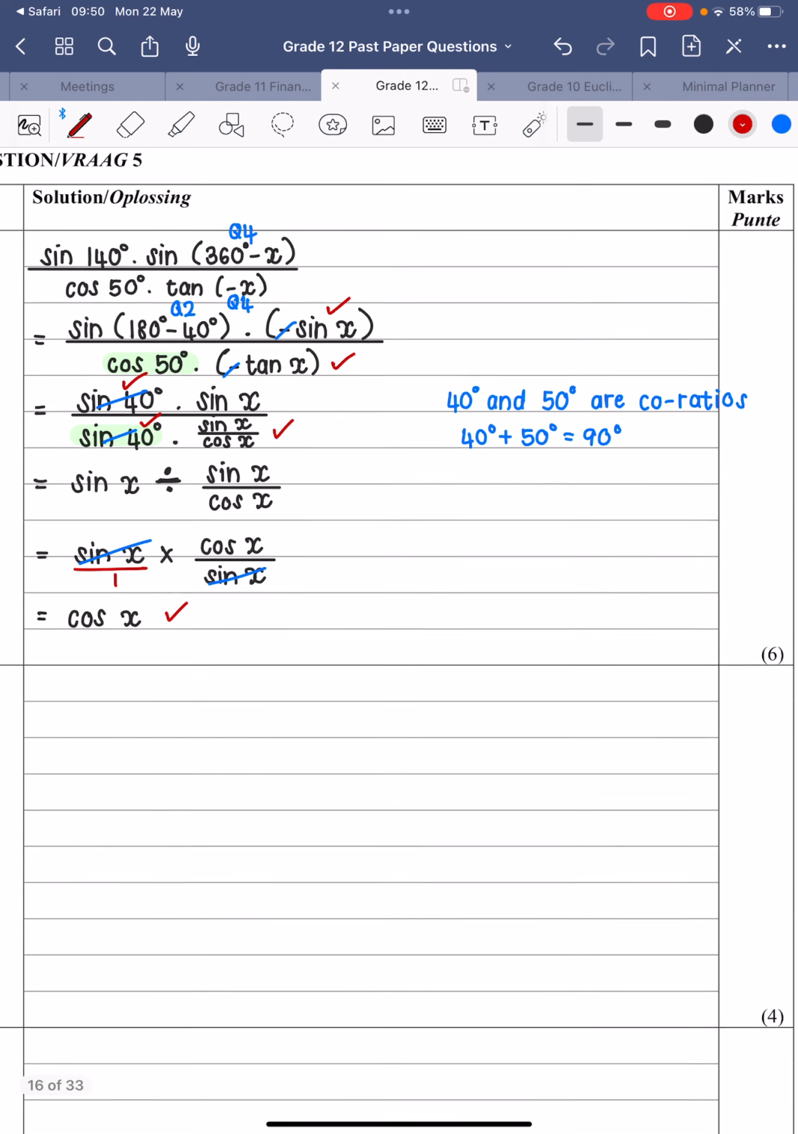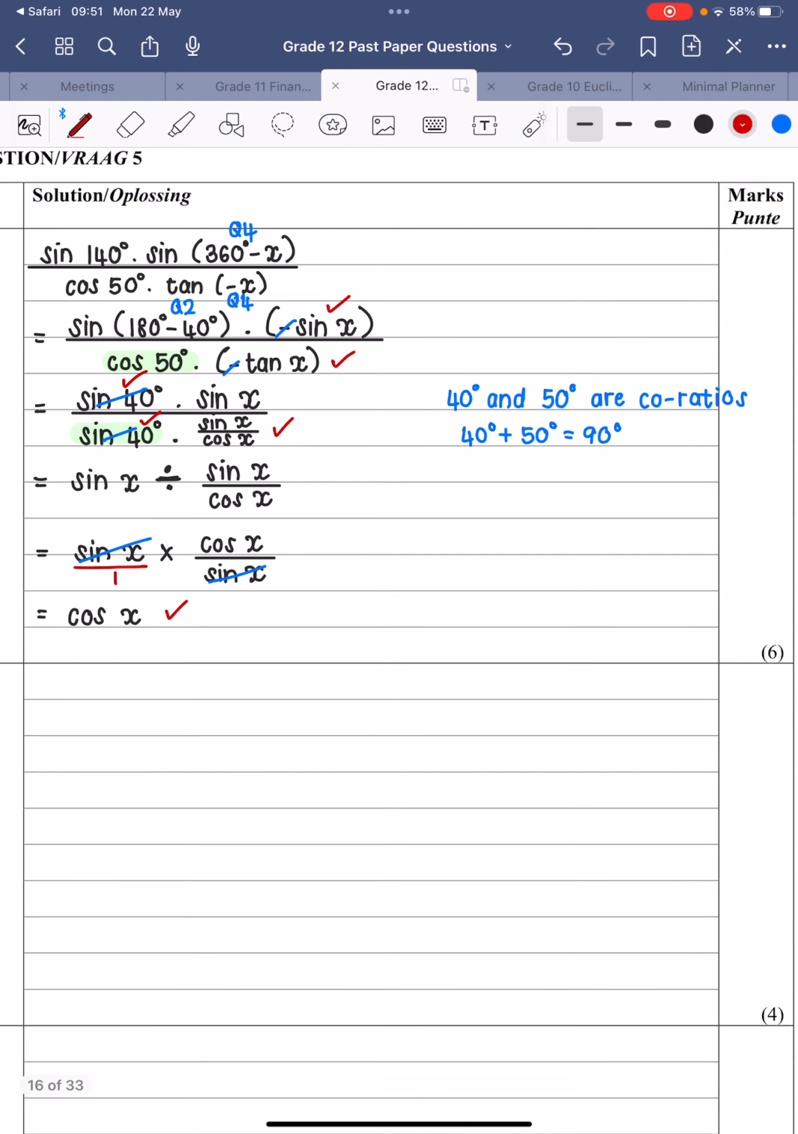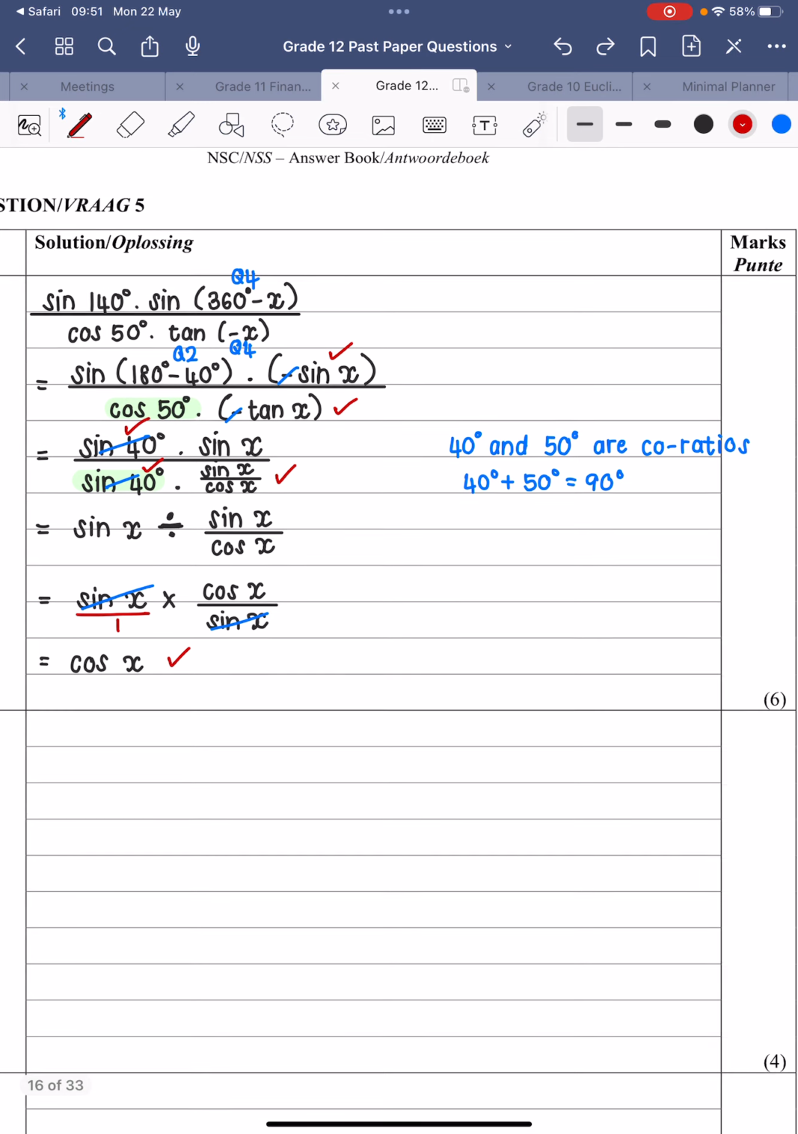So just to go through that again, you get a mark for fourth quadrant, right? So those 2 marks are both for working in the fourth quadrant. You get a mark for changing tan to sine over cos, which we all know we can do. Now this reduction was a little bit more complicated because we had to know that 140 we must write as 180 minus 40. So to get to that was a little bit more work. Then we did our co-ratio also, 1 mark, and then 1 mark for the final answer.